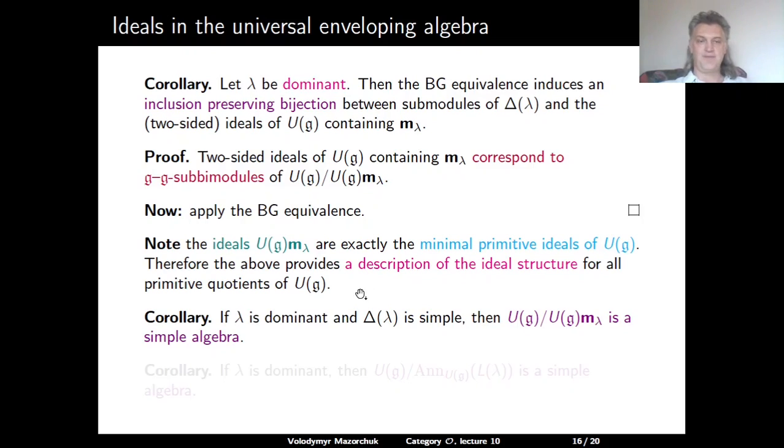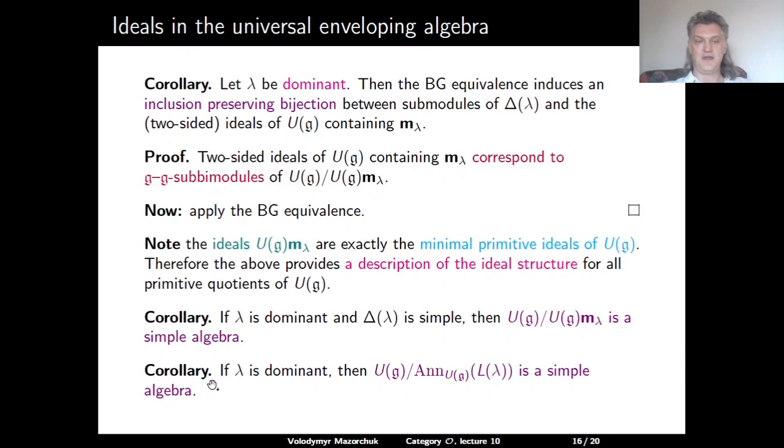As a corollary, if lambda is dominant and delta lambda is simple, then it follows that the corresponding quotient UG modulo UG m lambda is a simple algebra. So if delta lambda is simple, there are no proper submodules, so there are no proper ideals in this algebra.